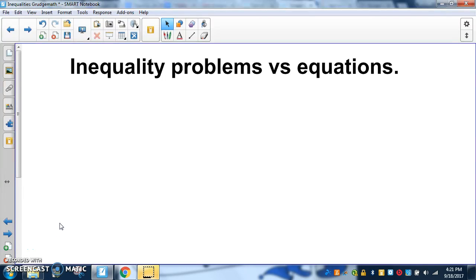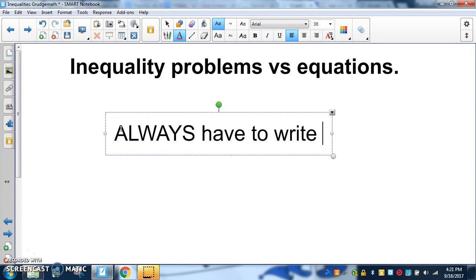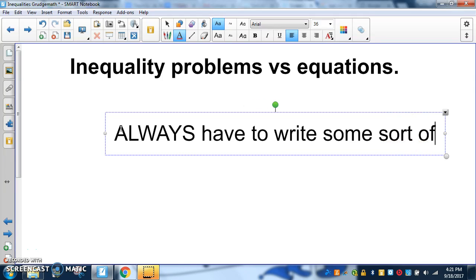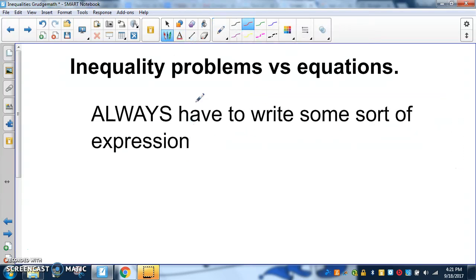Alright, you want to know inequality problems versus equations. What are the differences? Well, I do want to point out that in both of these, regardless of what problem I'm going to give to you, you will always have to write some sort of expression. And when I say some sort of expression, I mean you're going to have to write something with algebra.